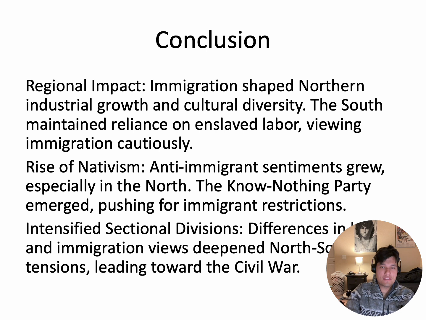So in summary, immigration significantly shaped northern industrial growth and the cultural diversity that was going on at this time, right? While the South remained reliant on enslaved labor and wary of immigration influence, nativism rose during this time, especially in the North, leading to the emergence of the Know Nothing Party, which we talked about a little bit. And these dynamics would only deepen the sectional divisions that would ultimately contribute to the Civil War, which we have been talking about. So there's nothing to be written here.